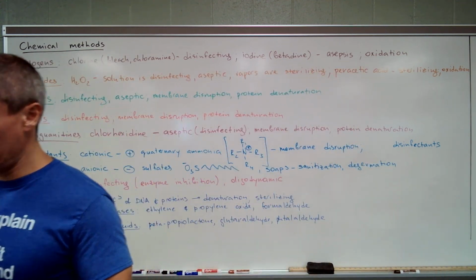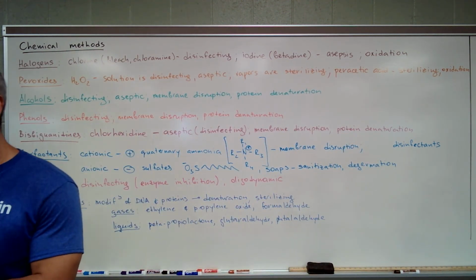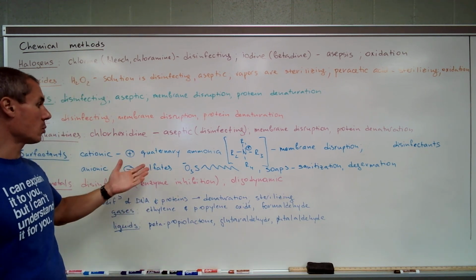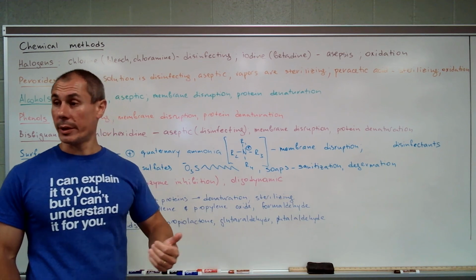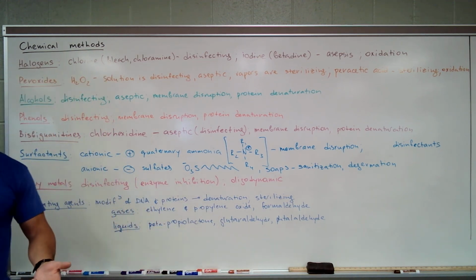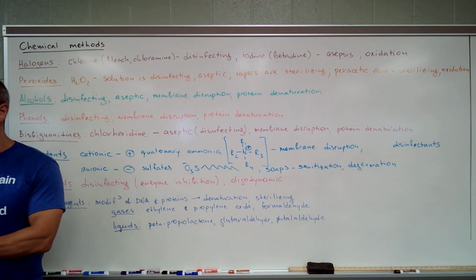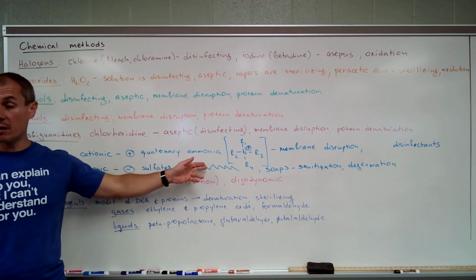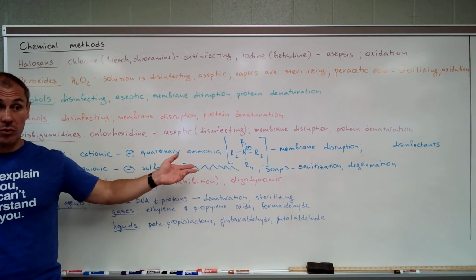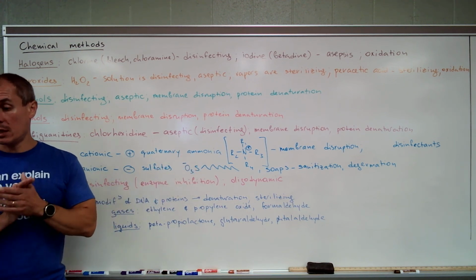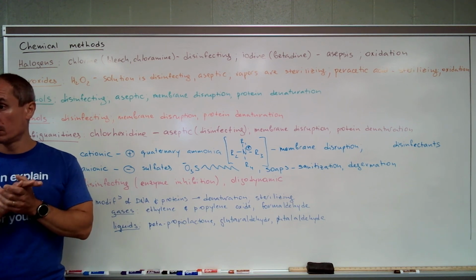So know the mechanisms, know why these ones, quaternary ammonia, are more effective. We discussed that. Positively charged, more efficiently bind to membrane. These negatively charged, they get repelled by the membranes. They're not really destroying the membranes. Does it make sense? Good?